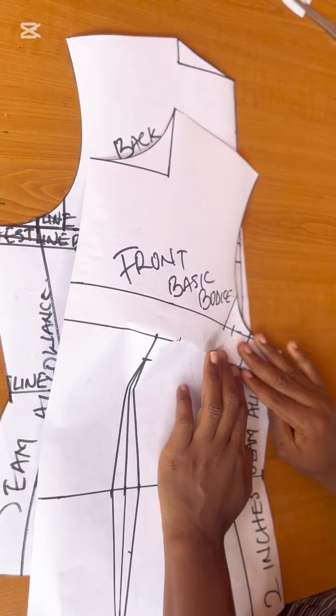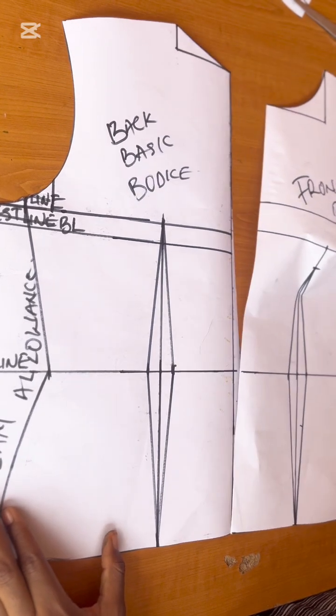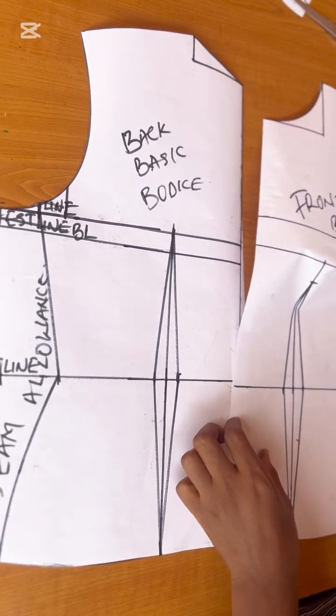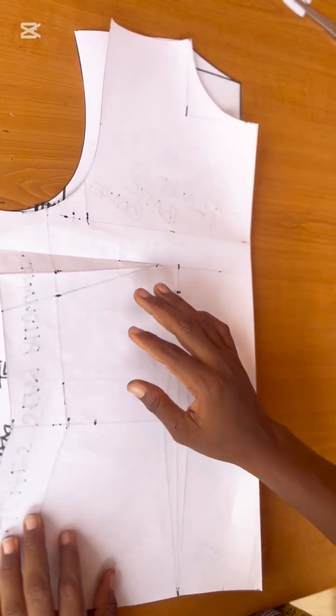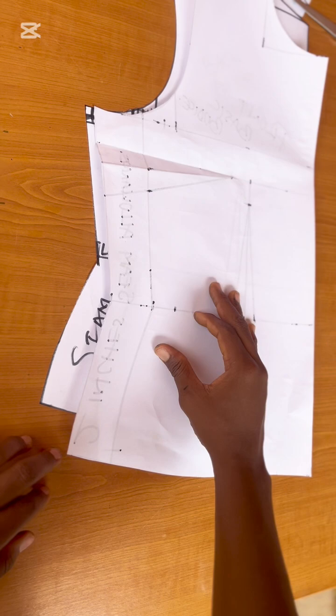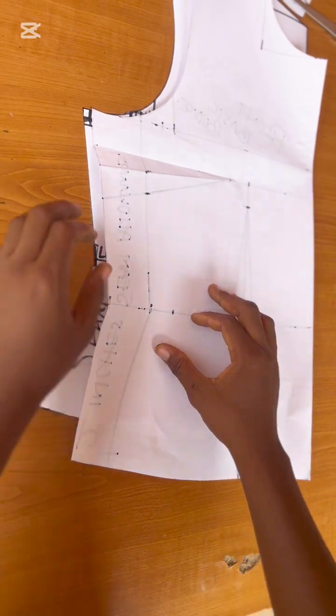Guys, don't sleep on this basic bodies pattern. From this basic bodies pattern, you'll be able to sew other outfits. I'll be showing you how to cut contour and your corset through. Guys, just like that, you've unlocked the secret foundation of every stunning outfit you've ever admired.